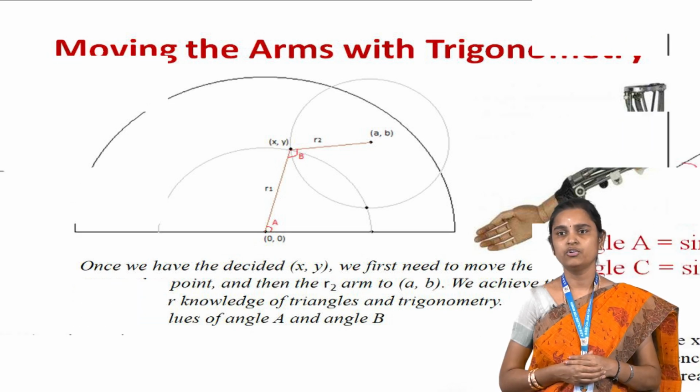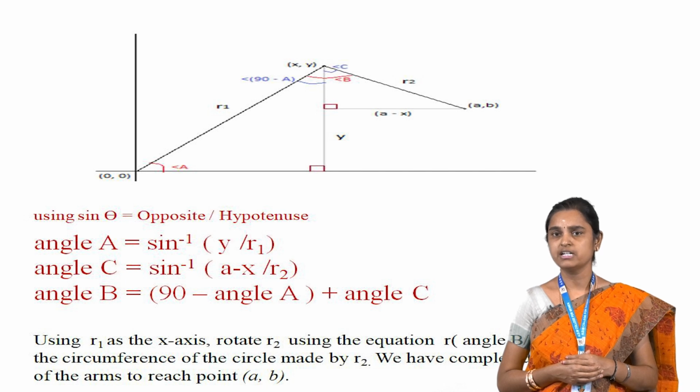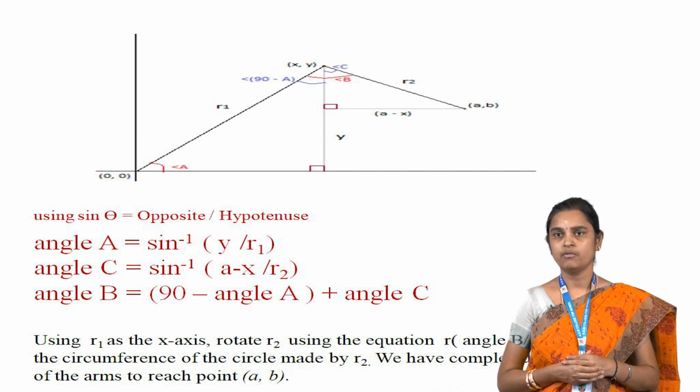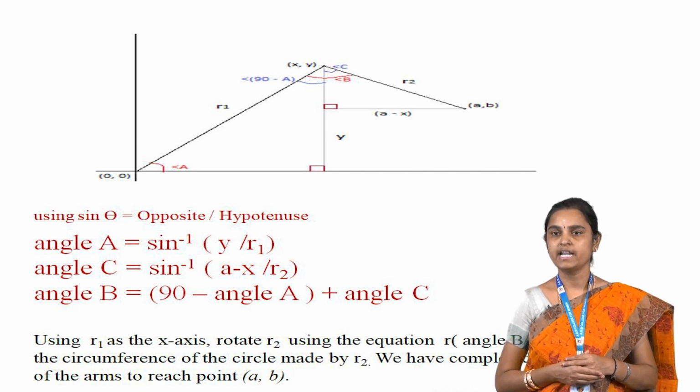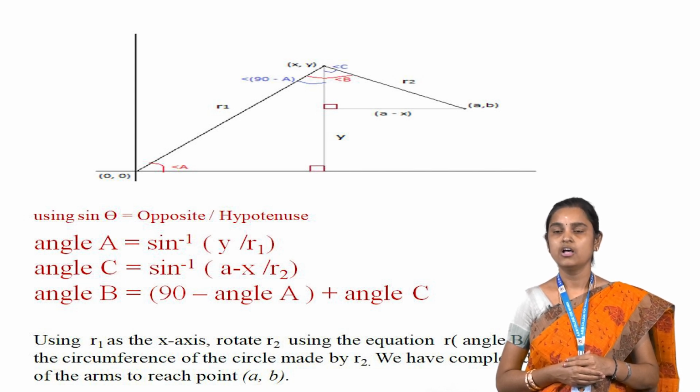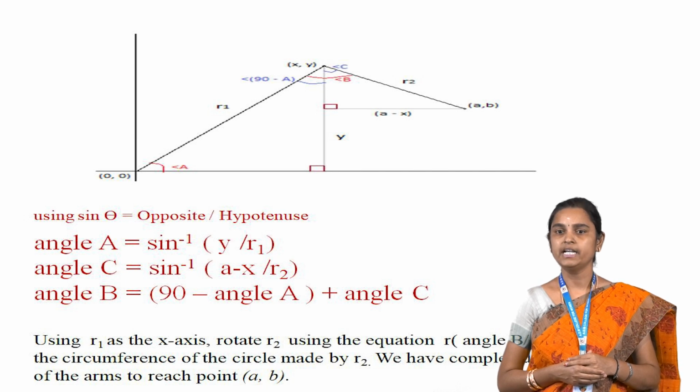Using sin theta equal to opposite by hypotenuse, angle A equal to sin inverse of y by r1. Here y is the y axis distance and r1 is the radius. Angle C equal to sin inverse of (a minus x) by r2. Angle B equal to 90 minus (angle A plus angle C). Using r1 as the x-axis, rotate r2 by angle B through 360 degrees, where r is the circumference of the circle made by r2. We have completed our movement of the arms to reach point a comma b.